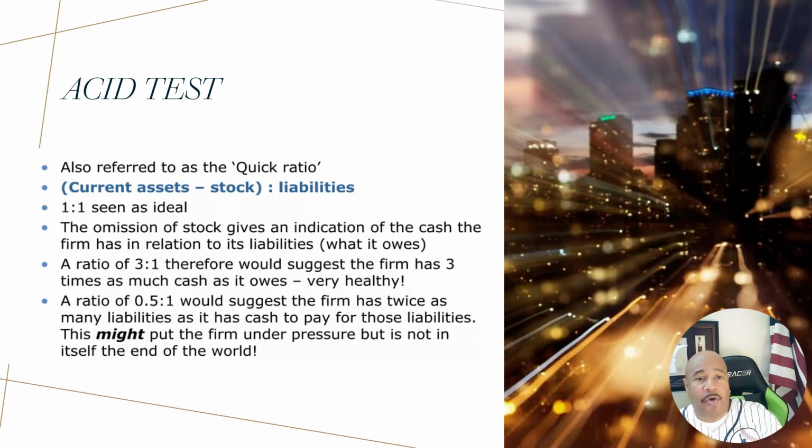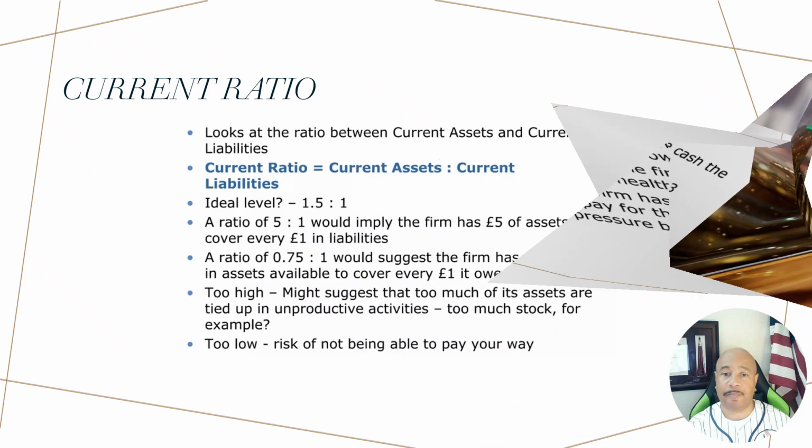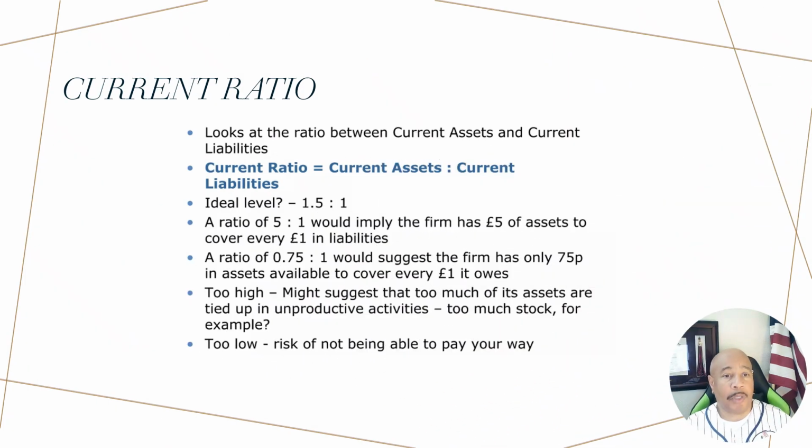The asset test, also known as the quick ratio. Current assets, minus stocks, over liabilities. Seen as an ideal way to determine whether or not the actual current asset is a solid asset. You can see the rest of the information right there. Current ratio looks at the ratio between current assets and current liabilities. Current ratio equals current assets over current liabilities. The ideal is 1.5 to 1. A lot of number crunching here, and if you don't understand it, read the rest of the chapter because it breaks it down individually.